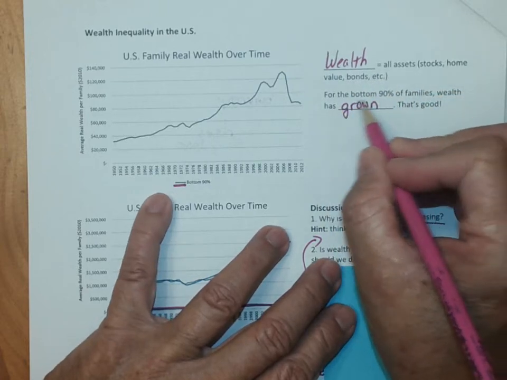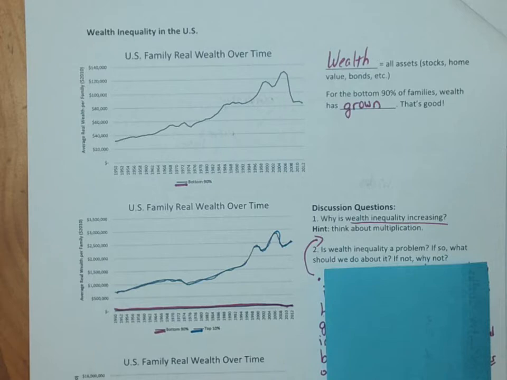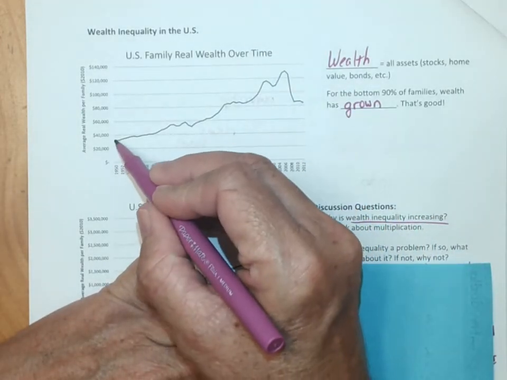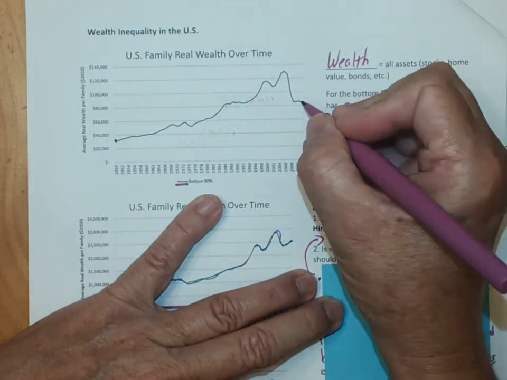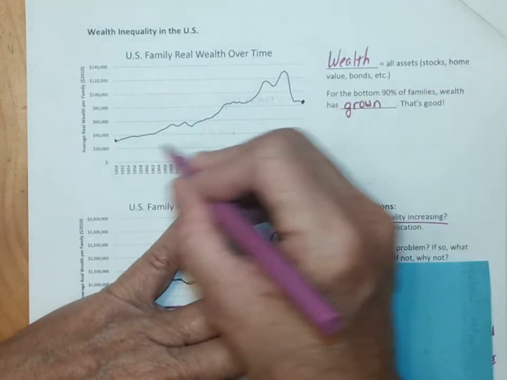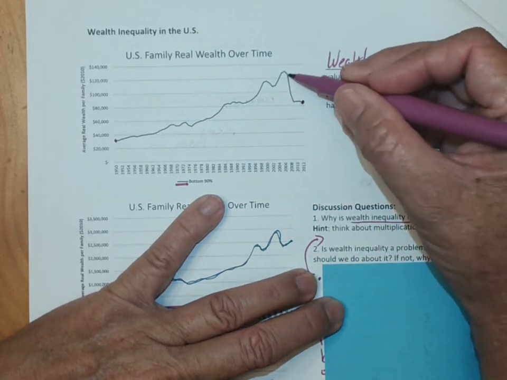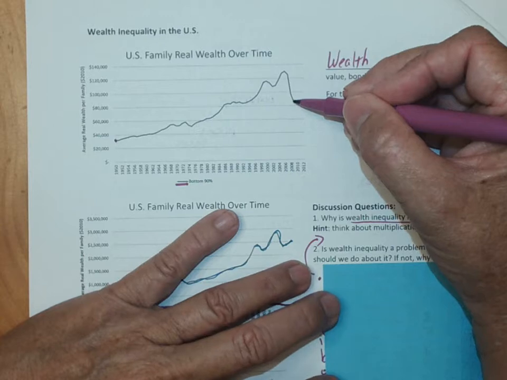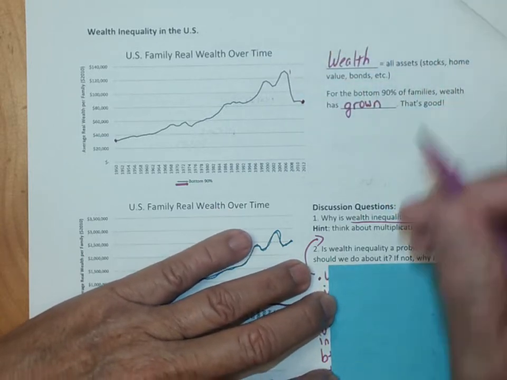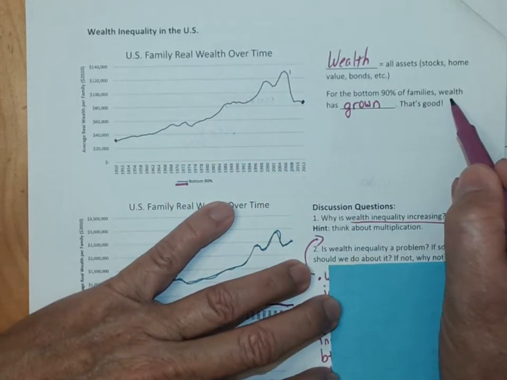And if we look for the bottom 90% of the families in the United States, wealth has grown. So that's good, right? If we look from 1950, so here's where they started, and after the year 2012, here's where they are. So there's definitely been an upward trend. Obviously, there are some down points right here, the year 2008, when we had the downturn, the Great Recession. But this was for the bottom 90% of the families in the US.